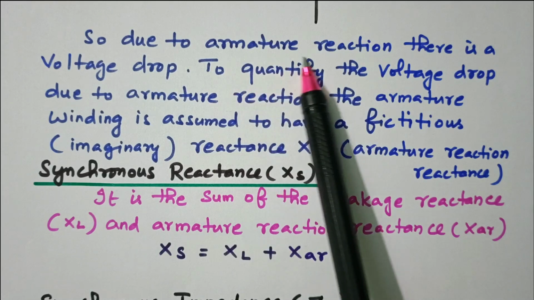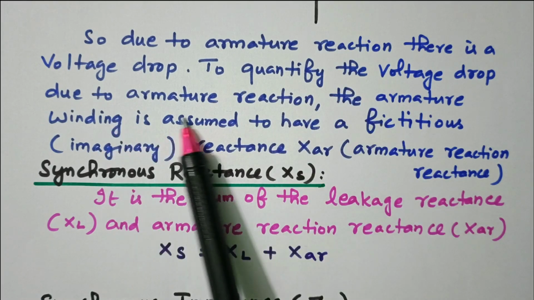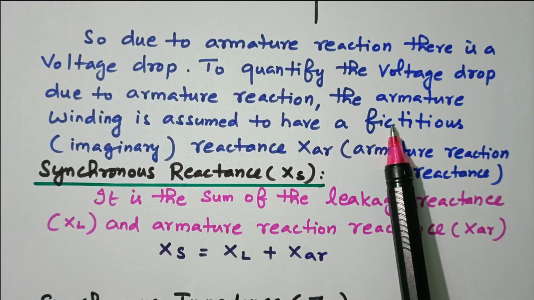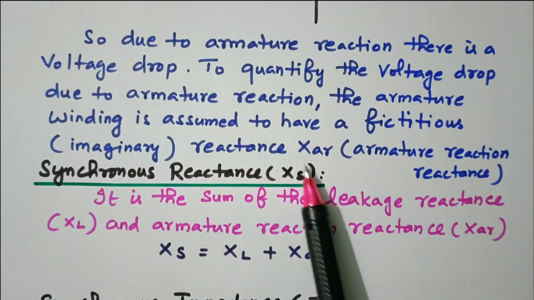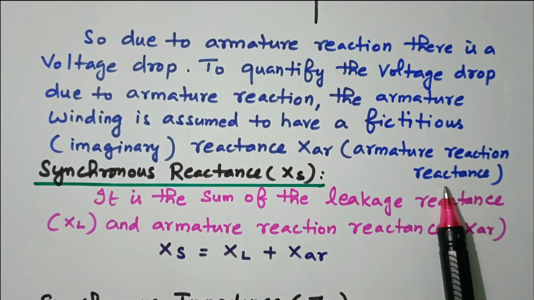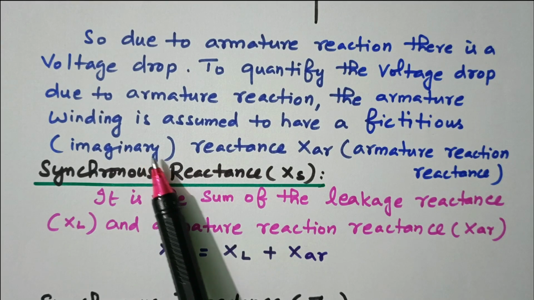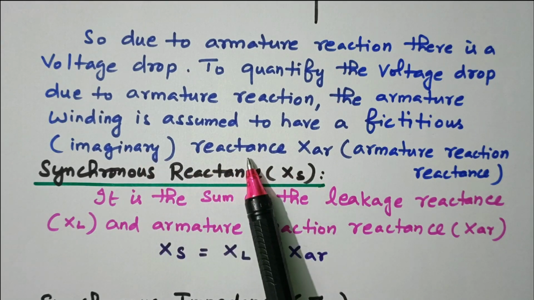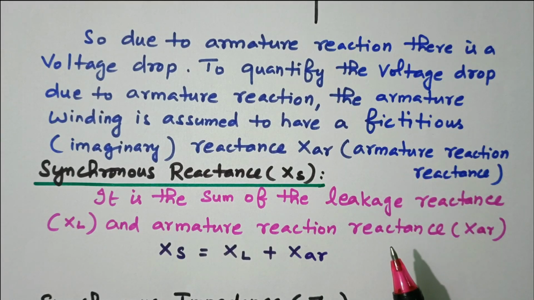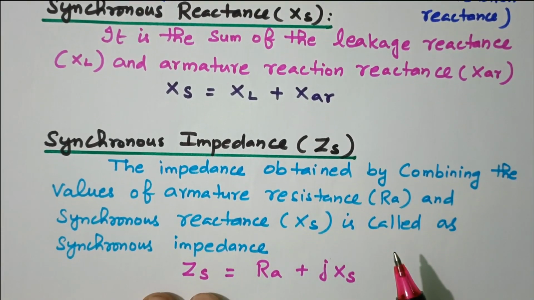So due to armature reaction, there is a voltage drop. To quantify the voltage drop due to armature reaction, the armature winding is assumed to have a fictitious, that is, imaginary reactance XAR, the armature reaction reactance. So we are assuming imaginarily that there is a reactance available, XAR, that is the armature reaction reactance. Now we'll see another two parameters, armature synchronous reactance and synchronous impedance.